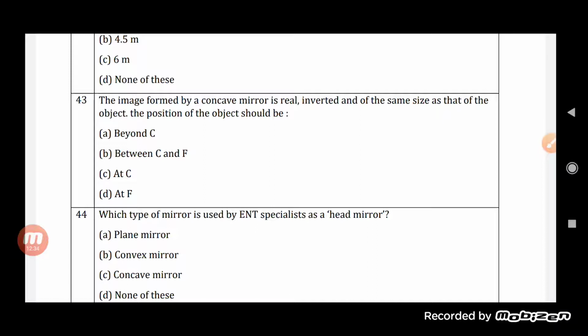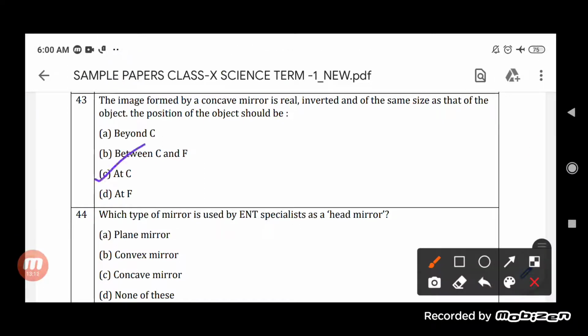So you know that the image is formed at the same size, and this will happen when the object is kept at the center of curvature, because if the object is kept at the center of curvature the image formed will also be at the center of curvature. But the image will be what? It will be real and inverted. Okay, but the size will remain the same. So obviously, by all this, from the options given here, we will prefer that the answer will be what? At center of curvature.